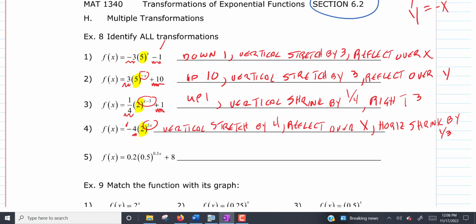All right, next problem, the 8, that's up 8. How about the 0.2? Now that is outside the function, so it's vertically stretching or shrinking. Which one do you think?